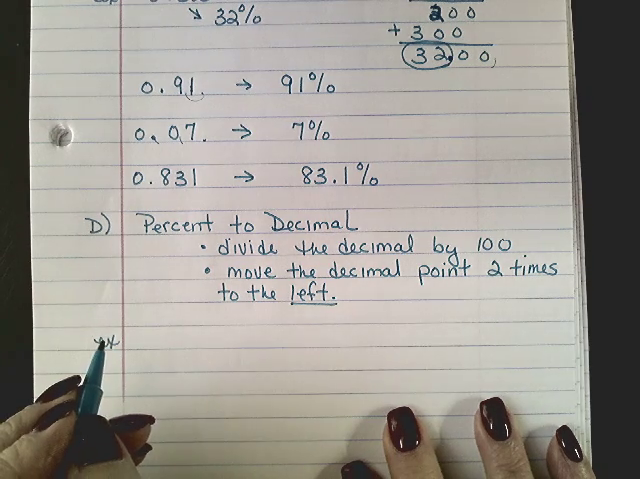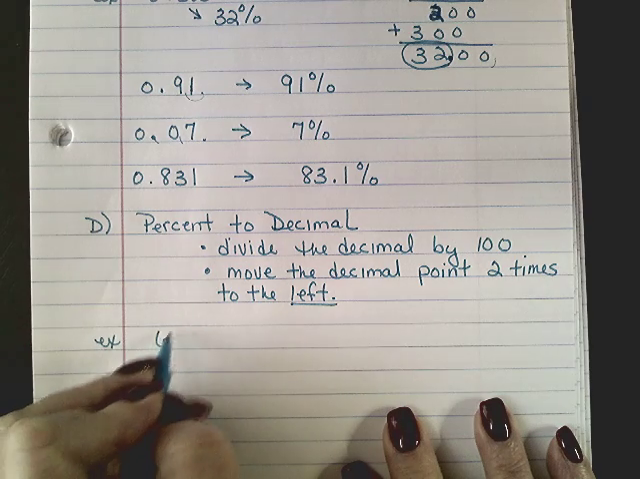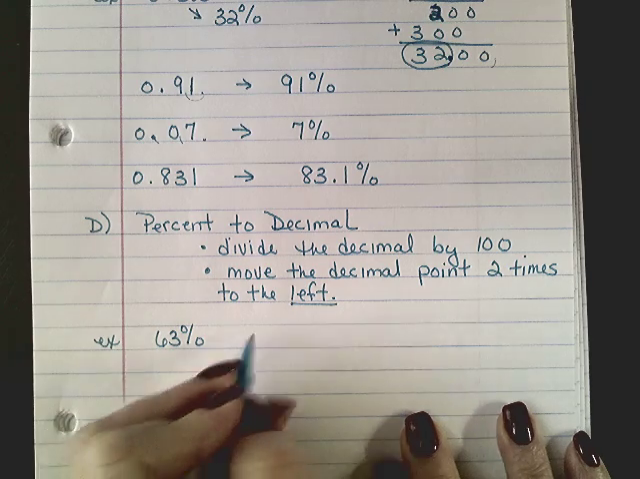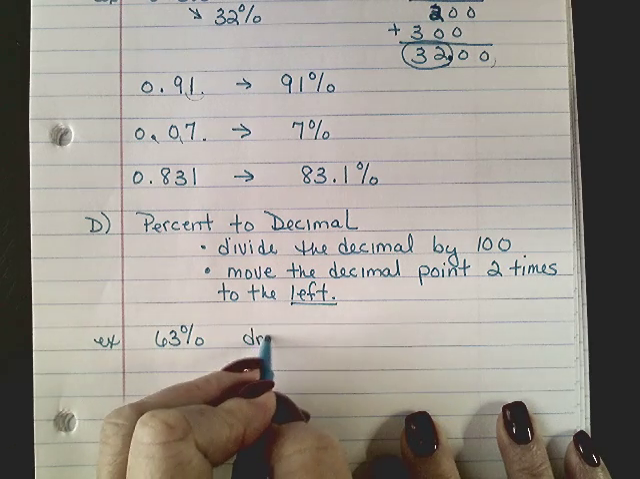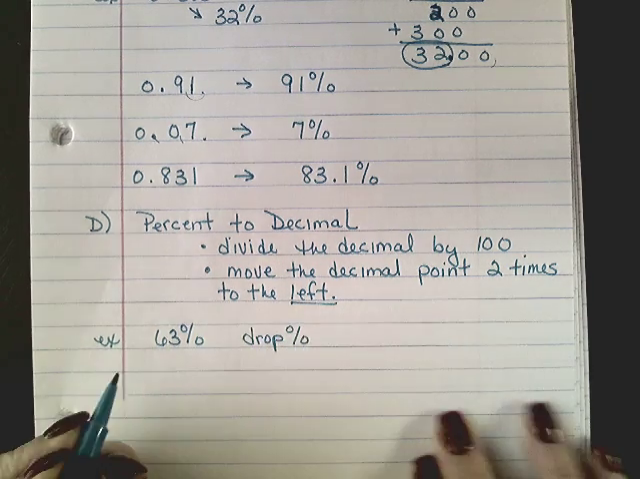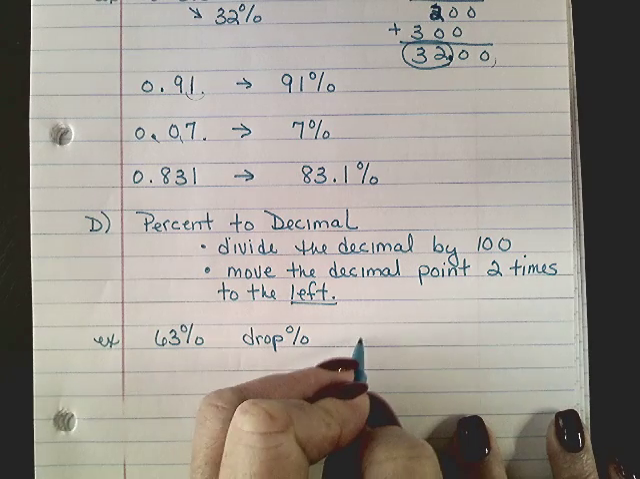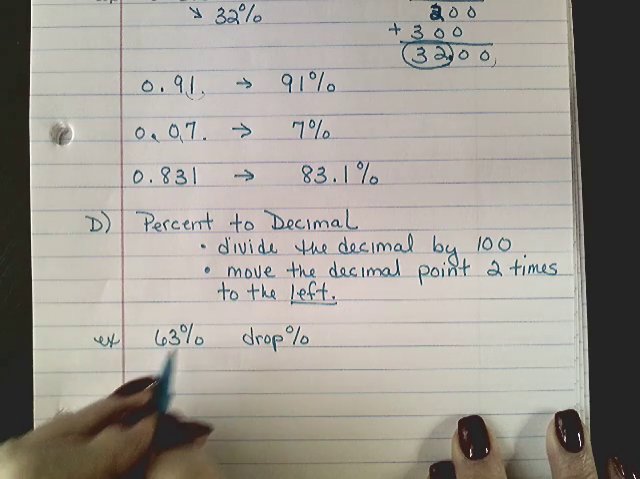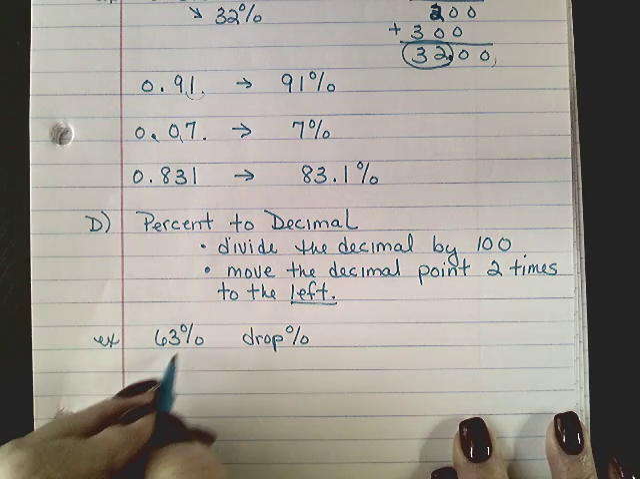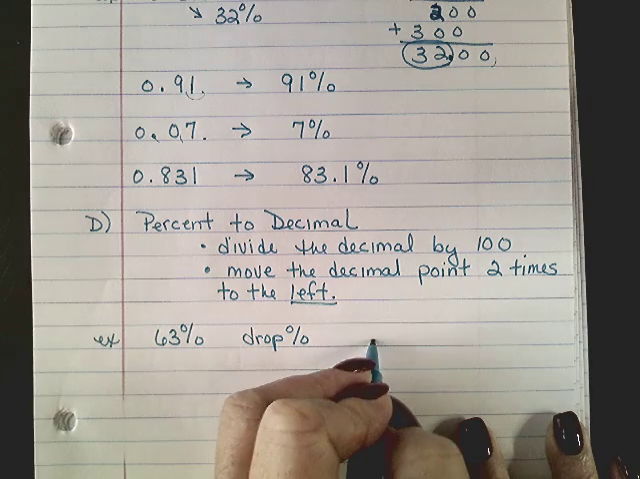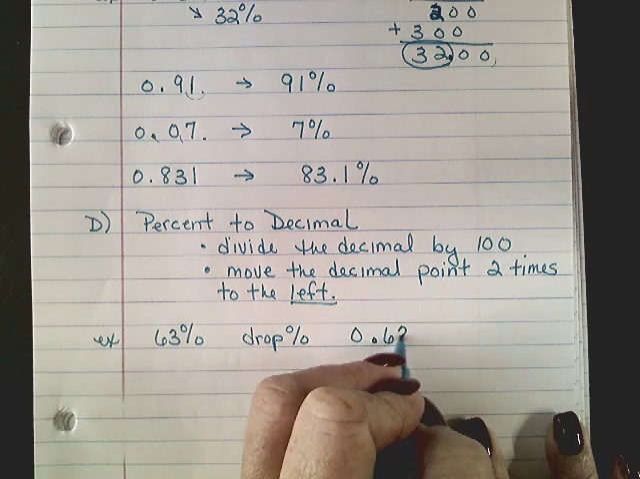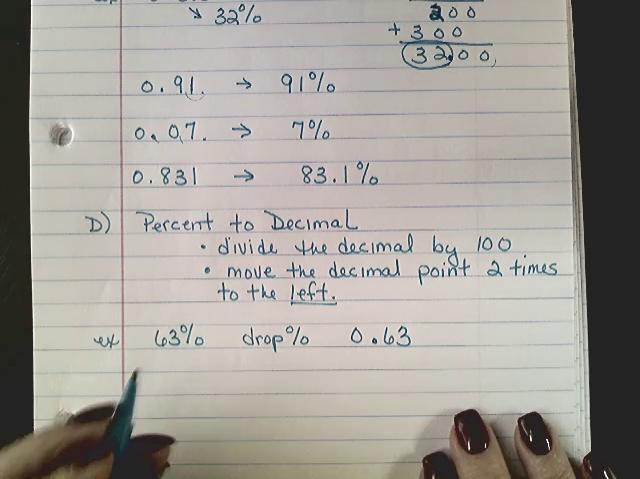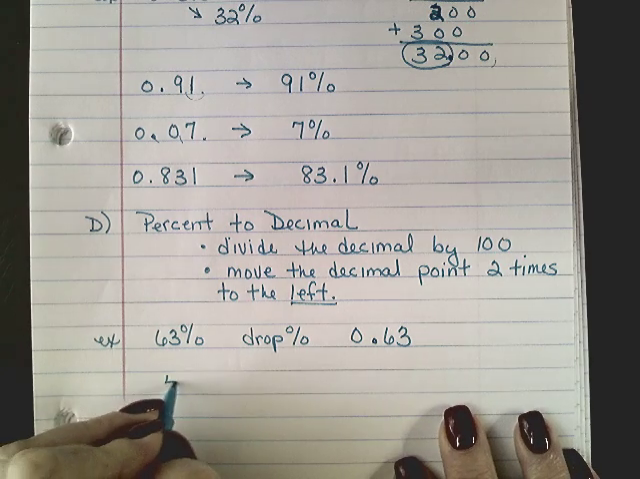So now I have a percent of 63%. Okay, I'm going to drop the percent, and then I'm going to move the decimal point, because the decimal point is at the end of this number. So I'm going to move that decimal point to the left two times, and I'm going to get 63 hundredths. If I have 4%.